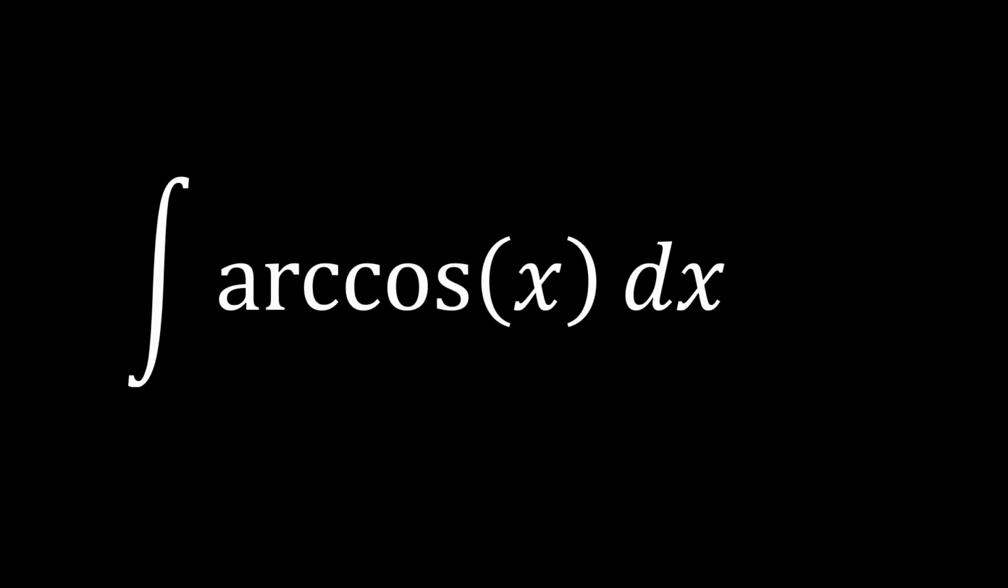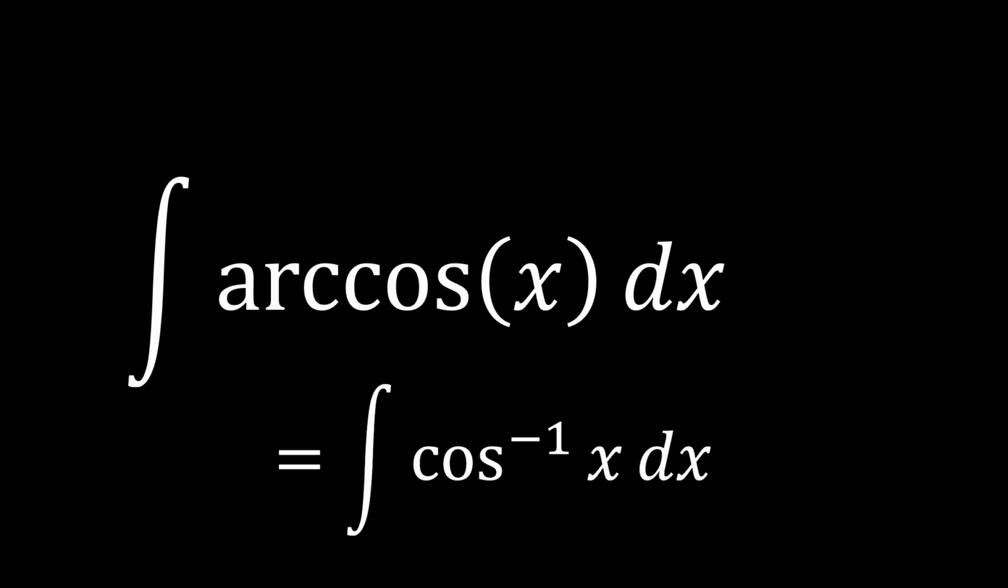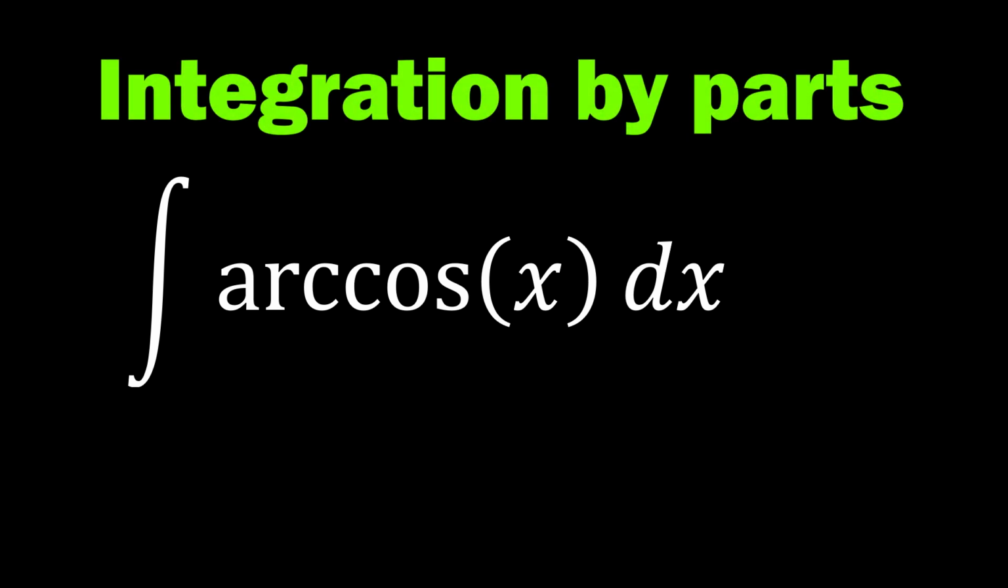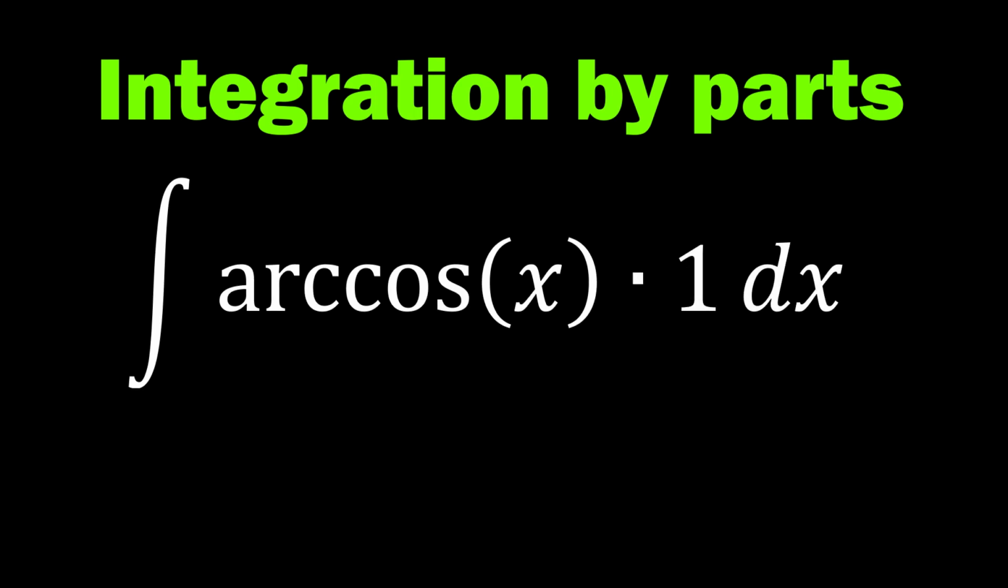Today, we'll learn about integration of Arccos x, or inverse cosine x. Let's use integration by parts to solve the integral of Arccos x. Although integration by parts is typically used for integrals with two terms multiplied together, this problem only has one term. However, we can bring out a hidden one to create two terms.